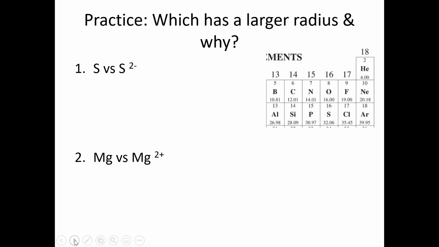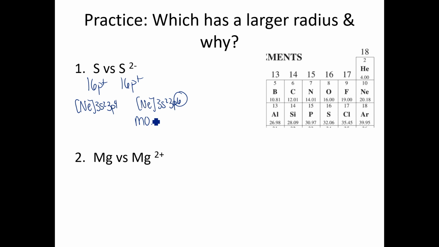So looking at some practice problems, which has a larger radius and why? Let's compare sulfur versus the sulfide ion. They both are sulfur, so they both have 16 protons in their nucleus. So let me write it this way: 16 protons, 16 protons. The sulfur has the electron configuration neon 3s2, 3p4, and the anion is neon 3s2, 3p6. So what we notice is the shells are the same, the protons are the same.